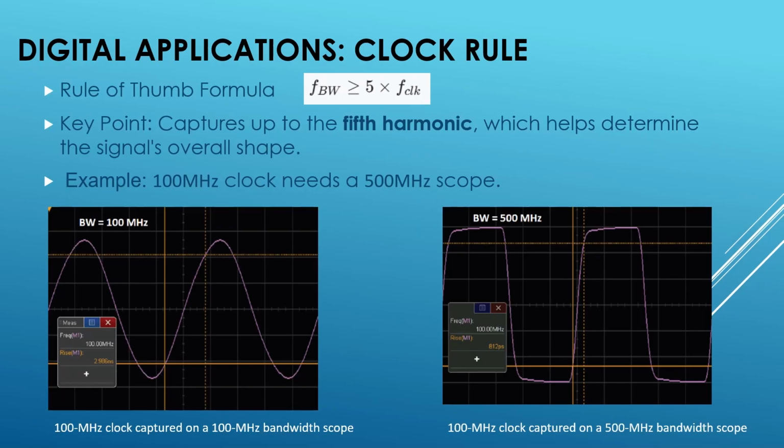Let's move to digital applications. The easiest but least precise guideline is the rule of thumb. Your scope's bandwidth should be at least 5 times the fastest digital clock rate in your system. This ensures you capture the fundamental signal and its first 4 harmonics, which are crucial for accurately representing the overall signal shape. For instance, a 100 MHz clock requires at least a 500 MHz scope.